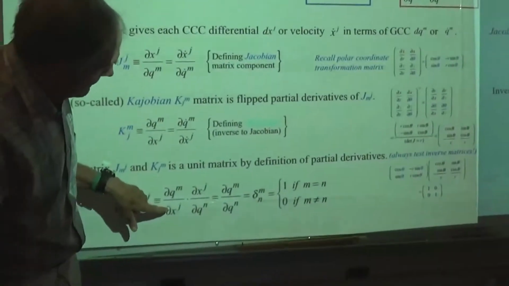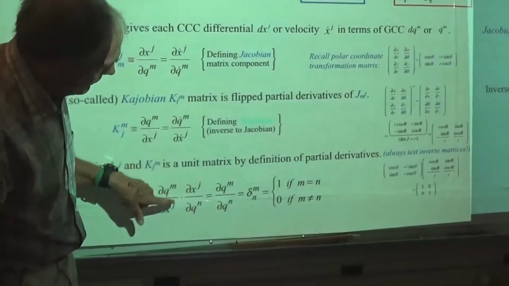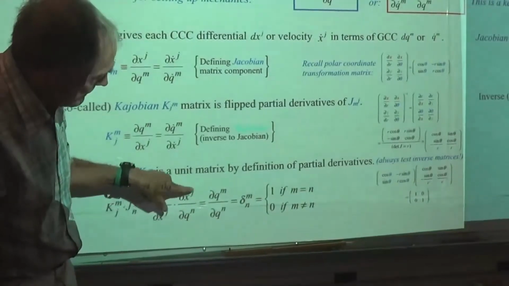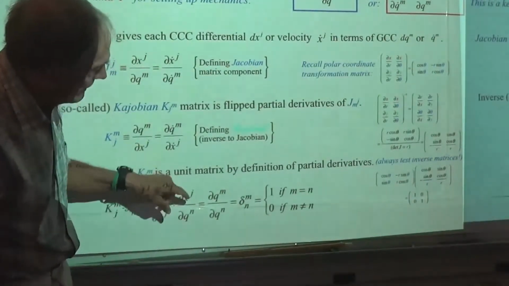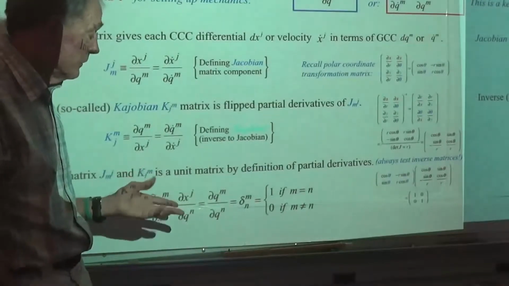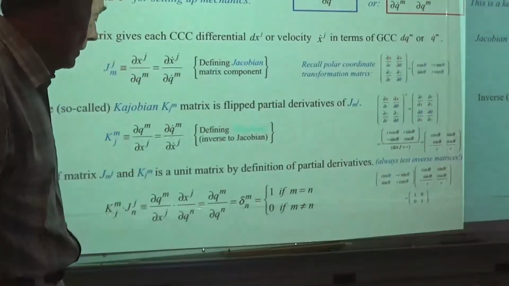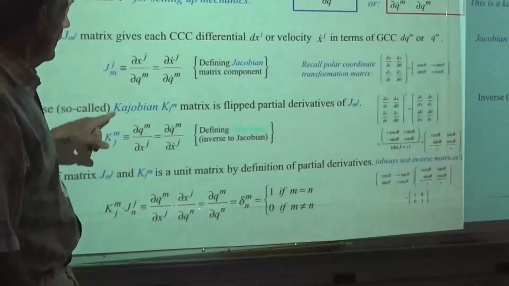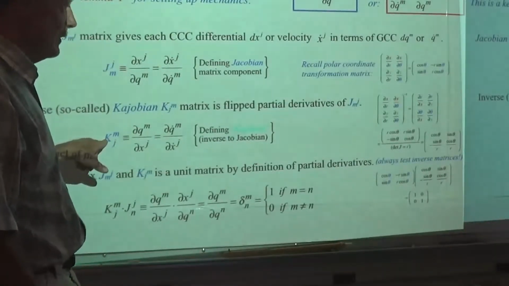Okay. And the completeness relation, if you recall, is when you stick a ket bra in between them so that you just get rid of this. You get a sum over that that gives you a number that doesn't reference, in this case, the Cartesian coordinates at all. So this is just another statement that the Jacobian and the Cajobian are inverses of each other.